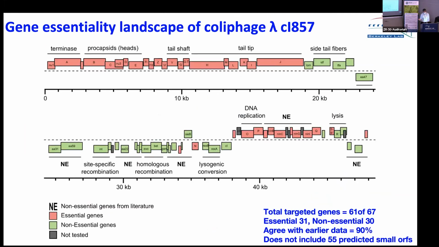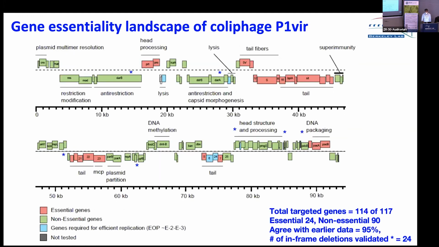The following figure shows months of work mapping each gene, in triplicate, for whether they are essential or non-essential. I'm showing you just summary data: the red ones are essential genes, whereas the green ones are non-essential genes, and some of them were not tested because they didn't have a PAM site. Overall, out of 67, we targeted about 61. Our data matches more than 90% of them, because we have existing data that helps in validating some of them. And ribosome profiling data shows another 55 genes, which we didn't target in this study.